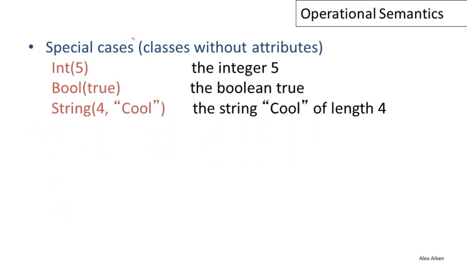There are a few special classes in Cool that don't have attribute names, and we'll have a special way of writing them. So integers only have a value, and that will just be written as Int with a single value in parens, the value of the integer. Similarly for booleans, they have a single value, true or false, and strings have two properties, the length of the string and the string constant.